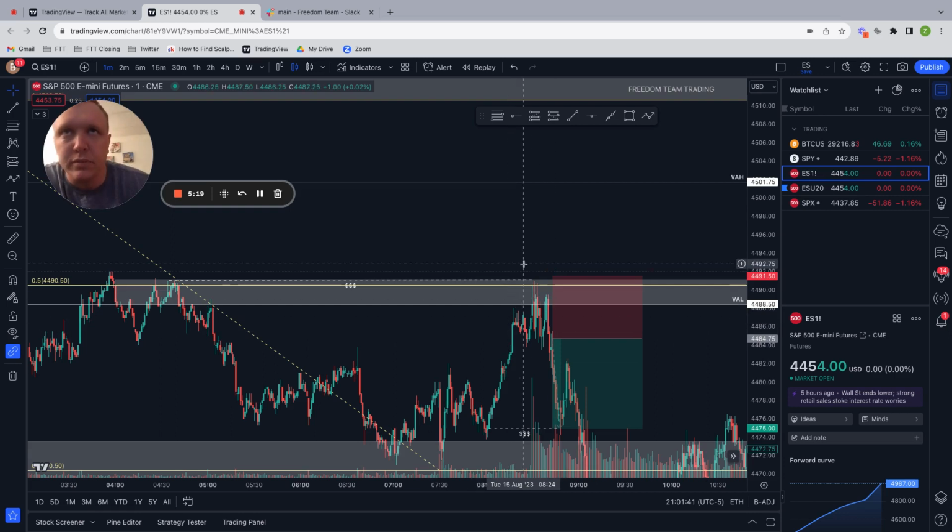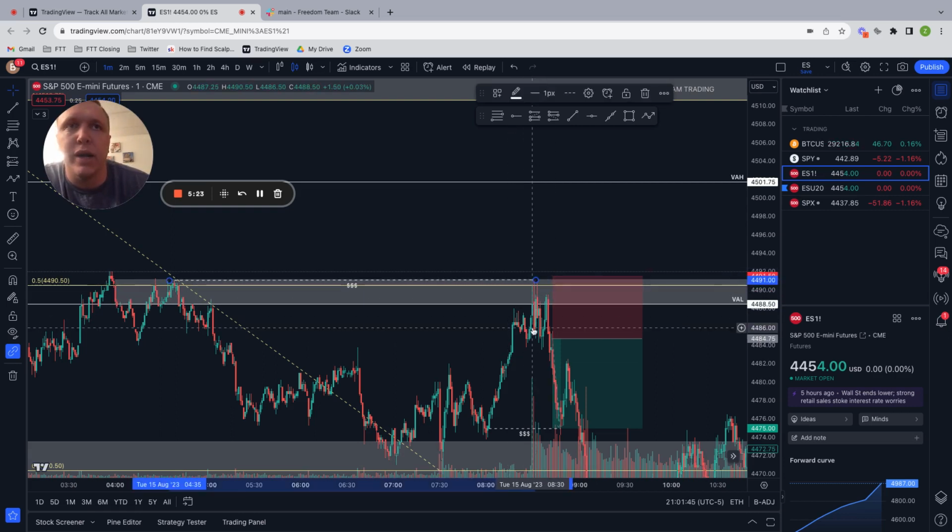The first thing we do right at open, right at this candle, right at 8:30 Central, 9:30 Eastern, we rip right into supply.